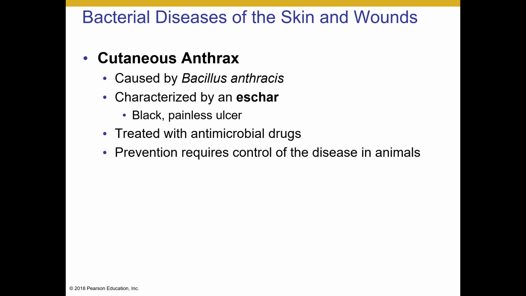Cutaneous anthrax is caused by Bacillus anthracis. This bacterium forms endospores, which are extremely resistant survival structures. Endospores allow the bacteria to survive harsh environmental conditions for long periods. When spores enter the skin through a cut, they germinate and multiply.